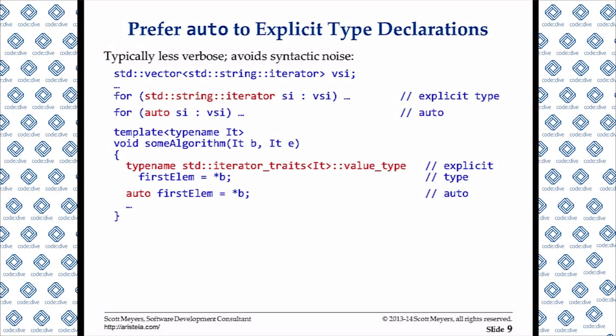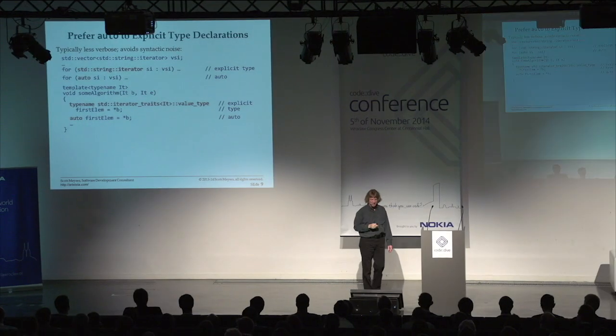What catches most people's attention at first is just how much typing it can save you. So if I have a vector of string iterators, and I want to do something for every one of those string iterators. So this is a C++11 range-based for loop, so I can say for every one of the iterators si in this container, but notice how I have to type string::iterator, or I could just say for auto si. These two statements do exactly the same thing. Saves you some typing. That's kind of nice.